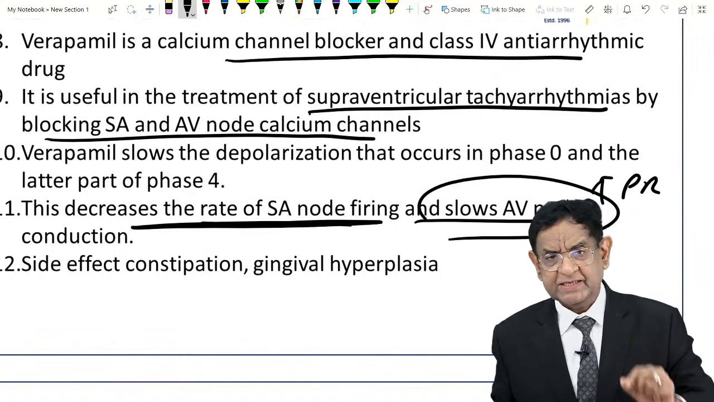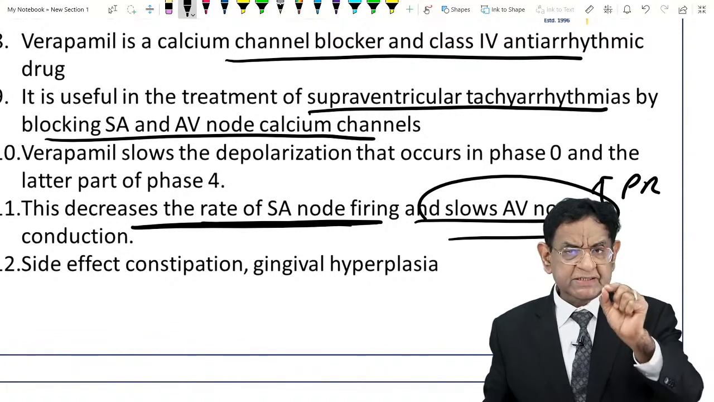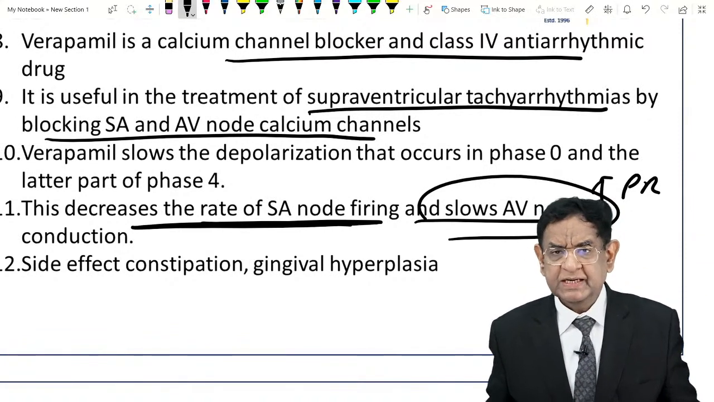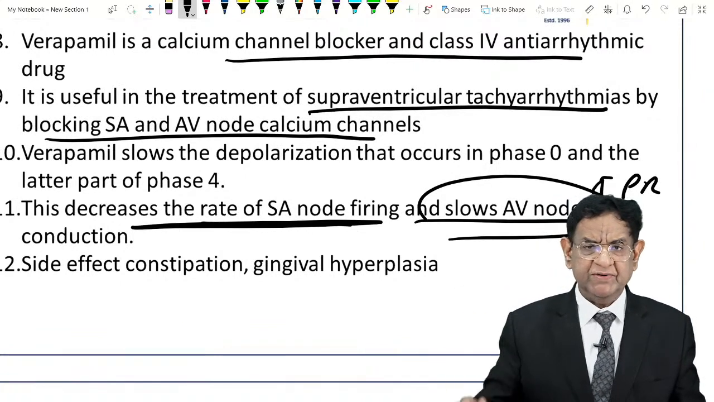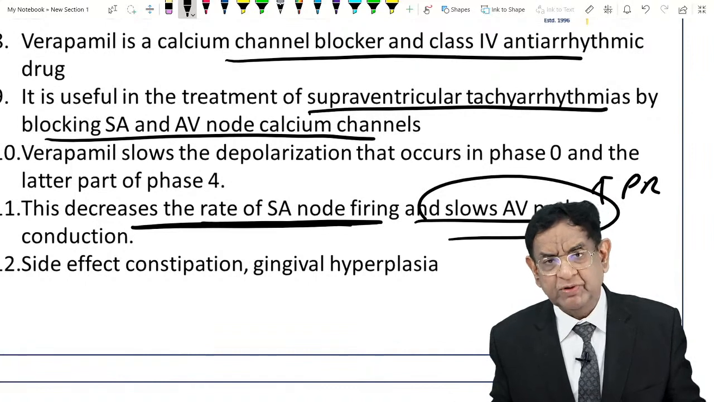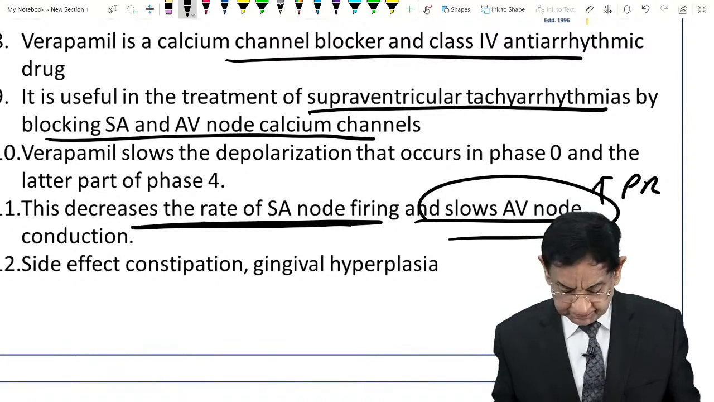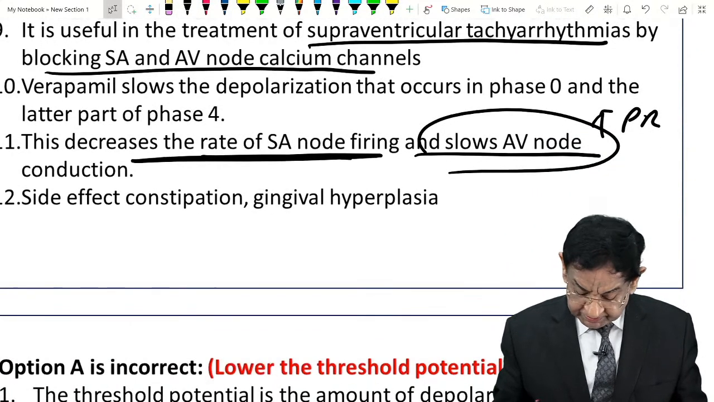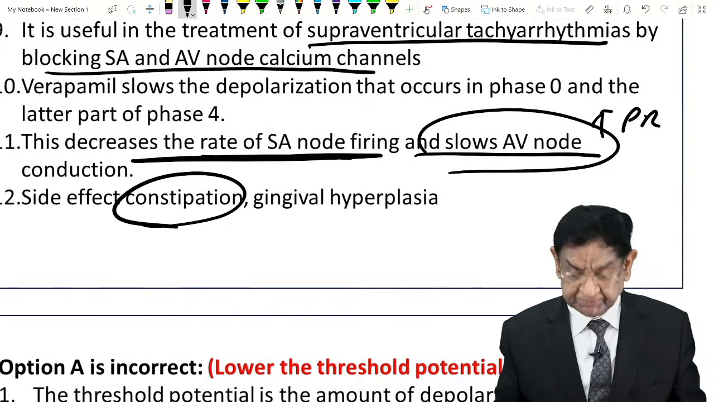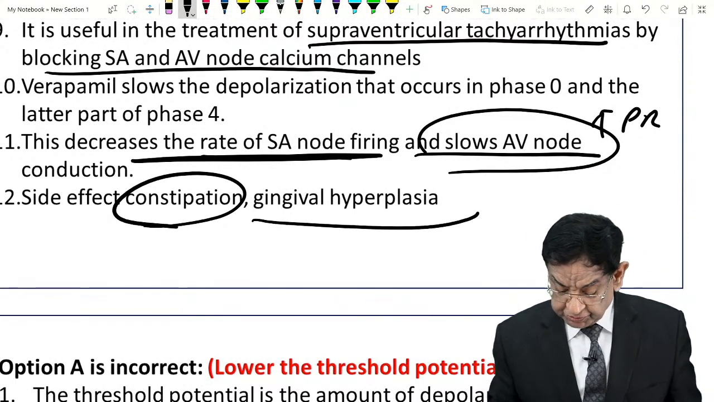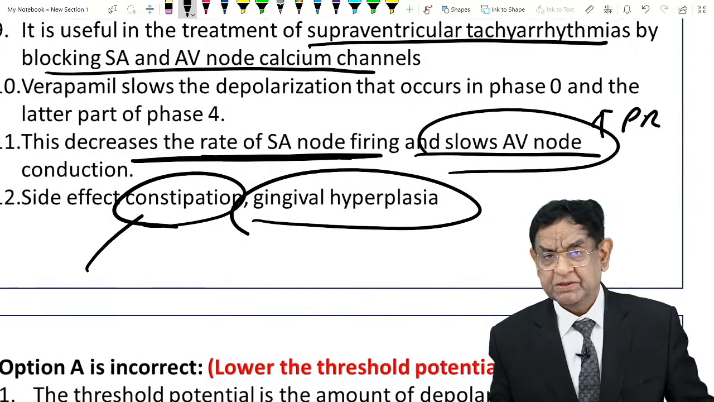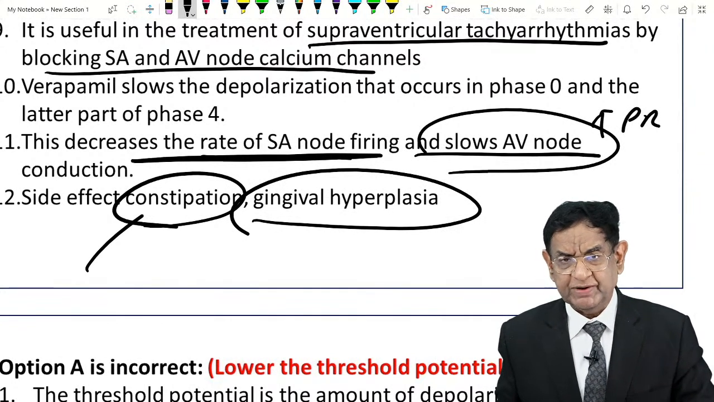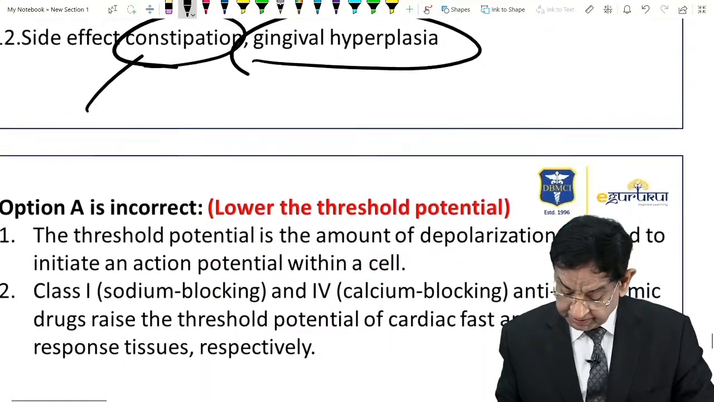They have an action on the SA node. SA node firing will be reduced. They also slow down the conduction in the AV node. Even the ventricular rate will go down. These are the two advantages of using verapamil. Side effect: it's one drug which leads to severe constipation. It can lead to gingival hyperplasia, but this is a very commonly asked question. Constipation is a big problem when we use verapamil.